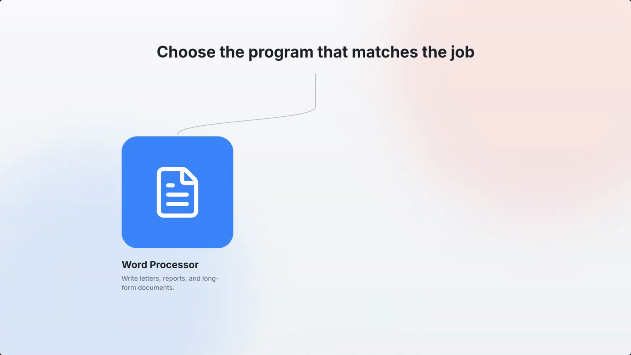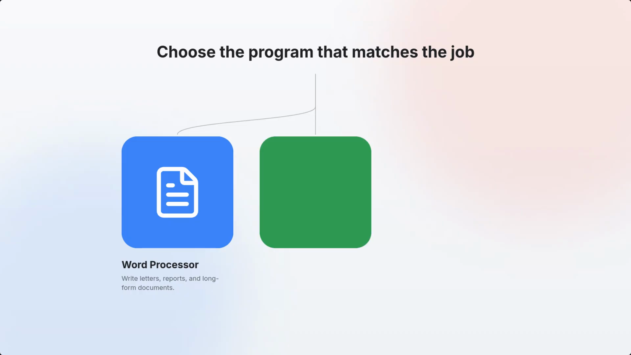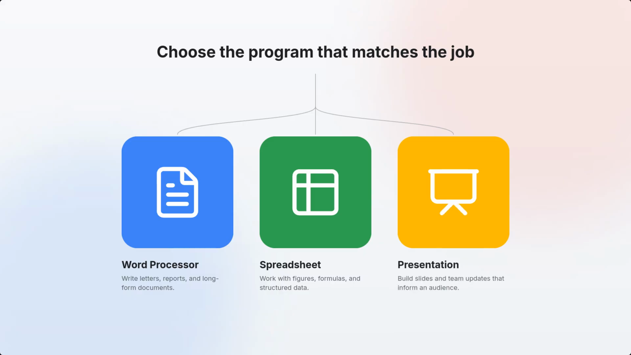Choose the program that matches the job. If you're writing a letter, use a word processor. If you're working with figures, open a spreadsheet. If you're building a team update, use a presentation tool. Once you've picked the right application, open it the way your workplace requires, whether that's from the desktop, a shared system, or your organization's approved software menu.